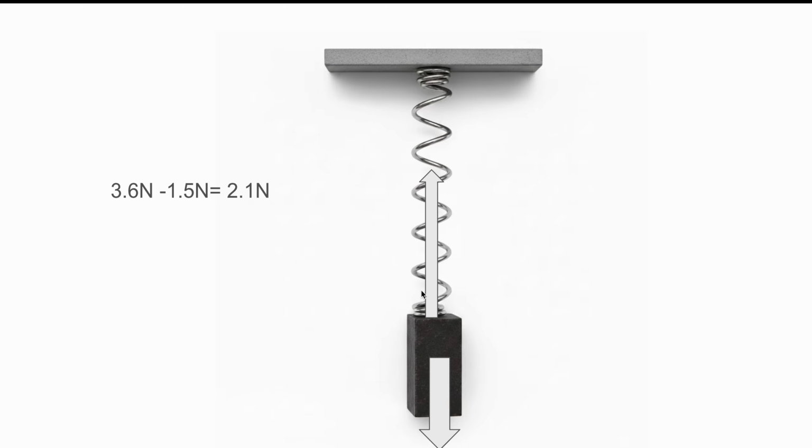So now we have to calculate the resultant force. Why the resultant force, by the way? That's because the formula F equals ma, which we're going to use to find the acceleration, requires the resultant force. So we take the force acting upward minus the weight, 3.6 minus 1.5. That's going to give us the resultant force.